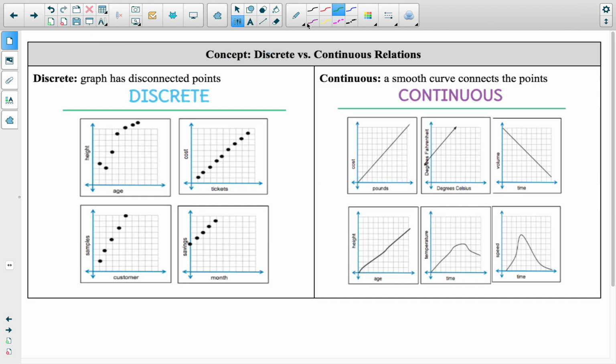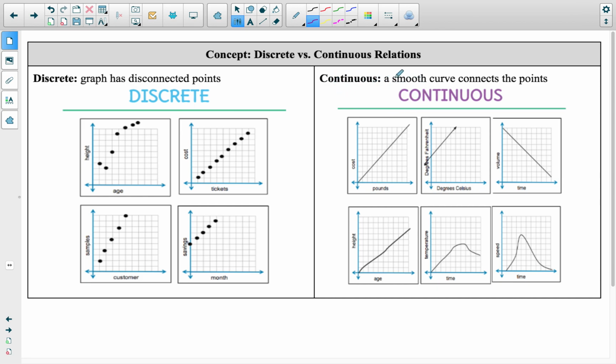Other idea related to functions, another way we can categorize them is discrete or continuous. So the best way to think about this is visually, which is why I've included a couple diagrams for you. A discrete function is where the graph has disconnected points. So if you notice, we have some clusters of points here and there, but there's no line connecting them. They're just points. That would be a discrete function.